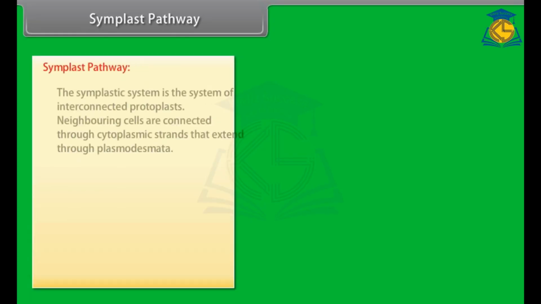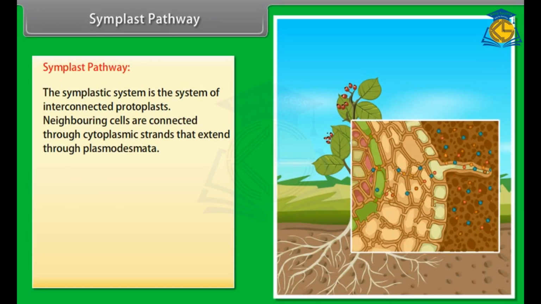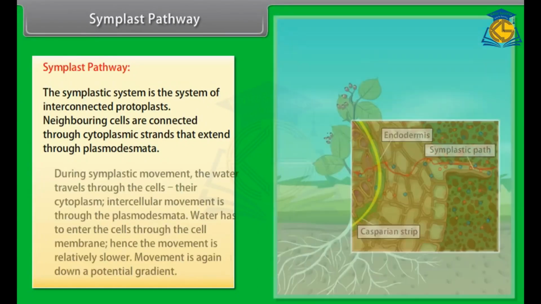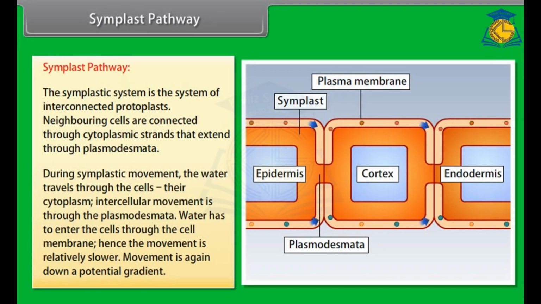Symplast pathway. The other pathway is symplast pathway. The symplastic system is the system of interconnected protoplasts. Neighboring cells are connected through cytoplasmic strands that extend through plasmodesmata. During symplastic movement, the water travels through the cells, their cytoplasm. Intercellular movement is through the plasmodesmata. Water has to enter the cells through the cell membrane, hence the movement is relatively slower. Movement is again down a potential gradient.